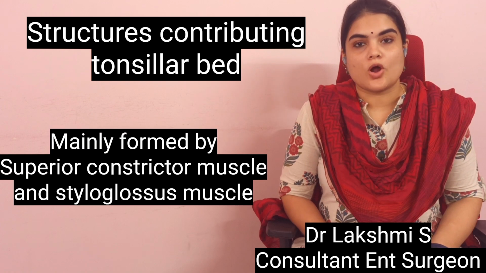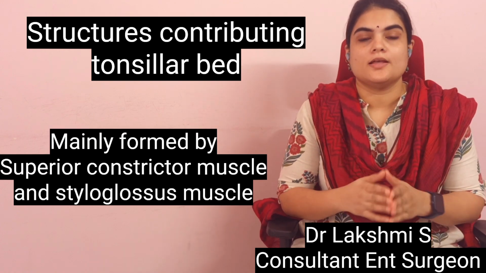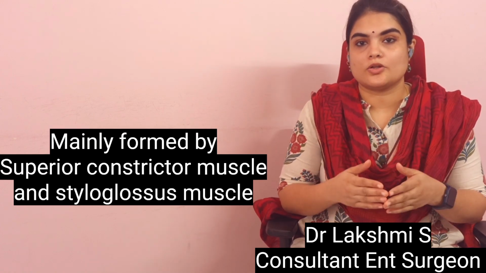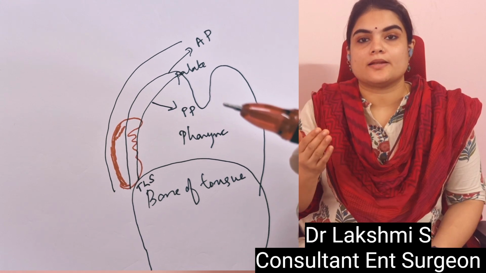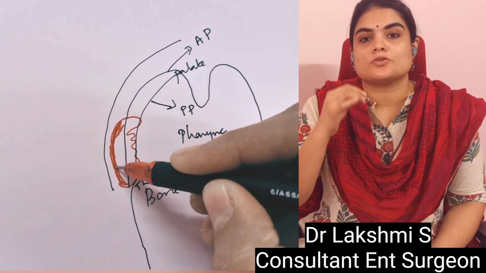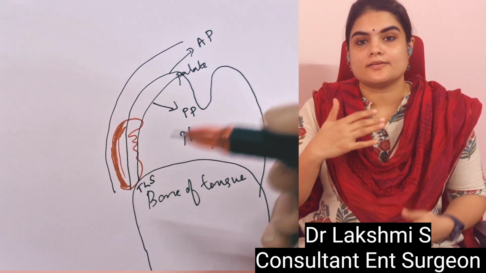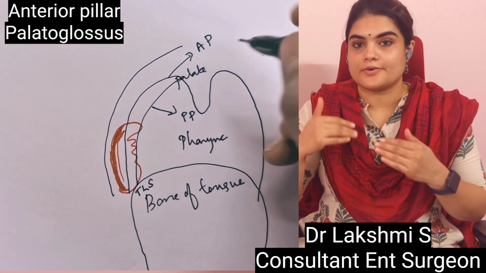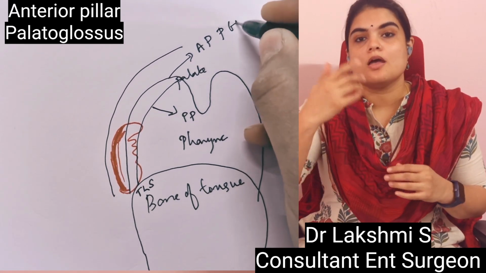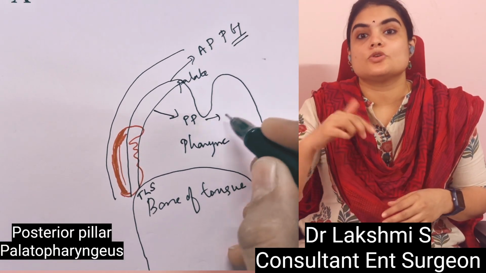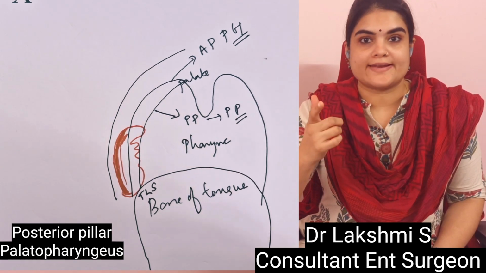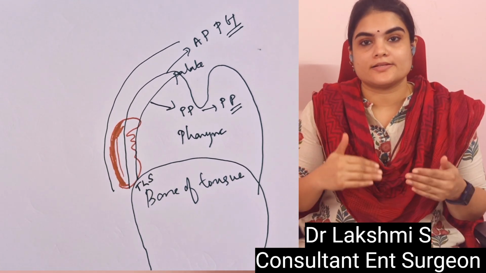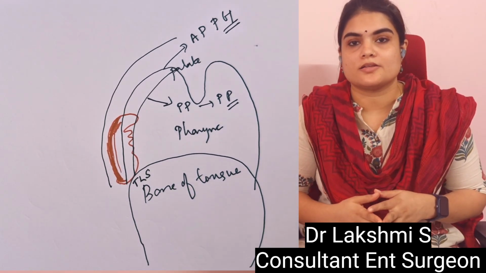What are the structures contributing to the tonsillar bed? We know that the tonsil is situated in the oropharynx. So the anterior pillar is formed by the palatoglossus muscle. Anteriorly you have the tongue, so glossus is related to the tongue. Posteriorly, you have the pharynx, so the posterior pillar is palatopharyngeus. You can remember it like that: anterior is palatoglossus, posterior is palatopharyngeus.